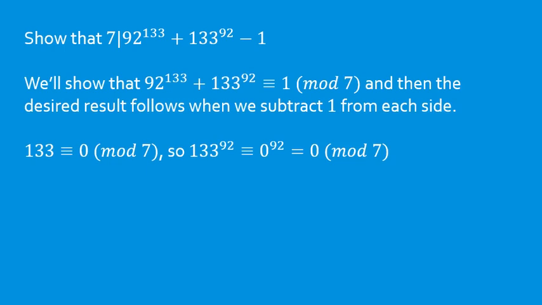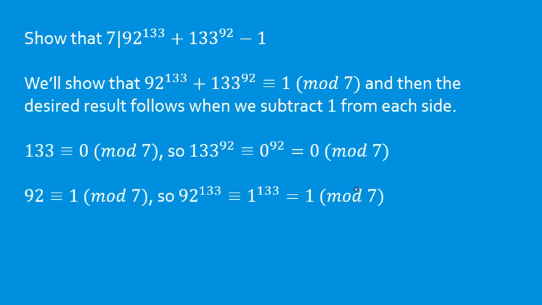So, again, work with each term in the sum separately, and we'll try to come to the result that we want to get to. So I looked at the second term first here. I'm trying to reduce the base. Well, 133 is congruent to 0 mod 7. 7 nicely goes into 133. So 133 to the power 92 is congruent to 0 raised to the power of 92. 0 raised to any power is 0. So 133 to the 92 is just congruent to 0 mod 7. That's good. That's nice and simple.